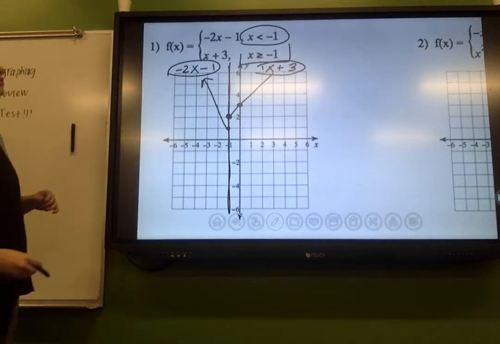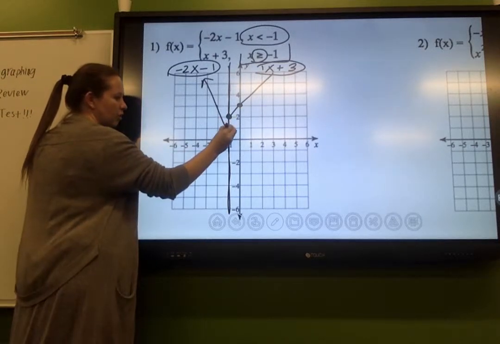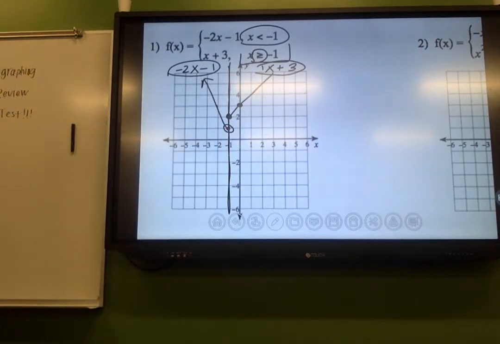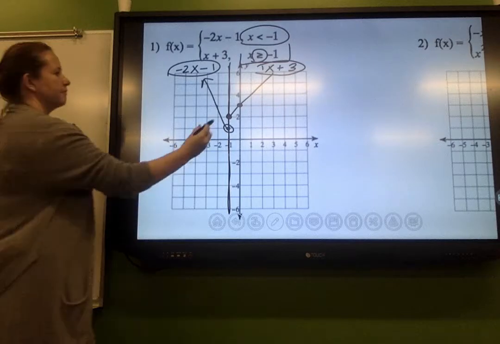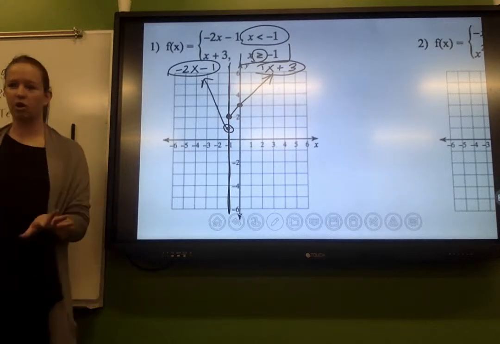This one is a closed circle because it has that line underneath it, and then this one should be the open circle because it doesn't have the line underneath it. Add the little arrows. There it is. That's called a piecewise function. We did this last time, and this was your homework.